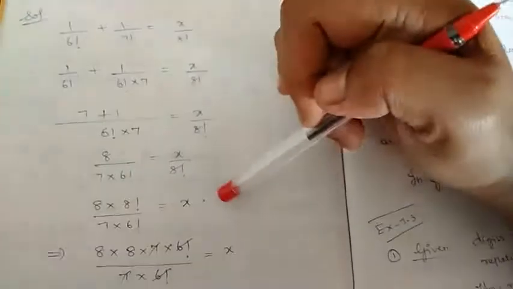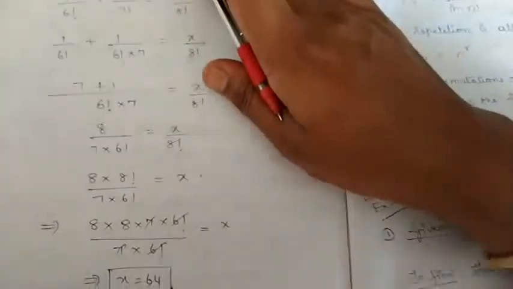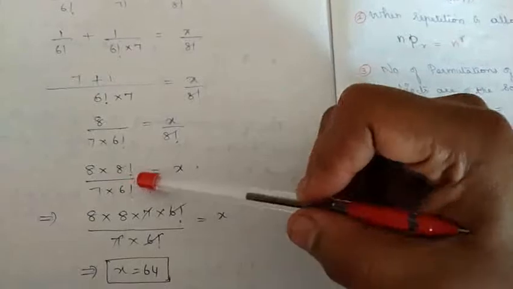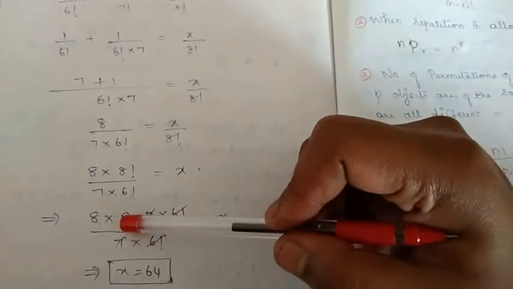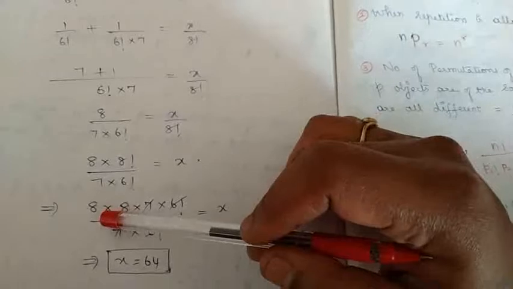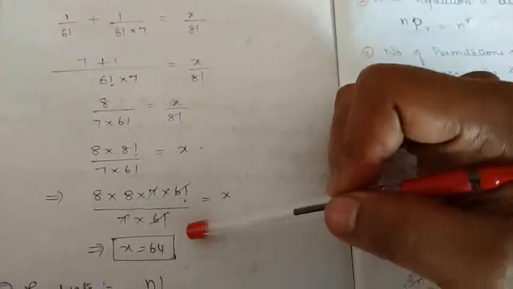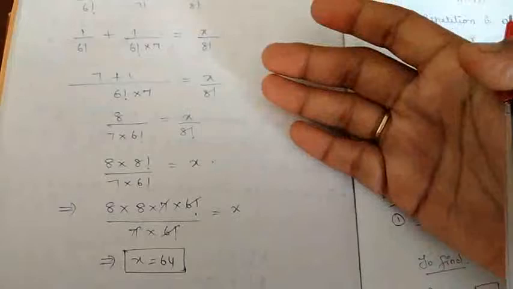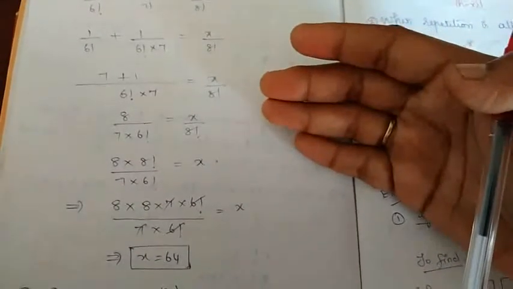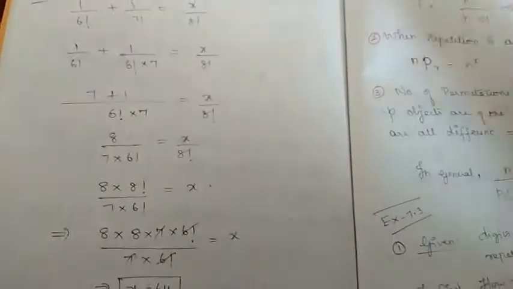So cross multiply it, 8 into 8 factorial. Now again 8 factorial can be written as 6 factorial into 7 into 8. Right? And already we have 8 here. So you can cancel a few things. So the value of x is 64. So like this, much simpler you can solve this problem. And you have to do it in this way only, right?